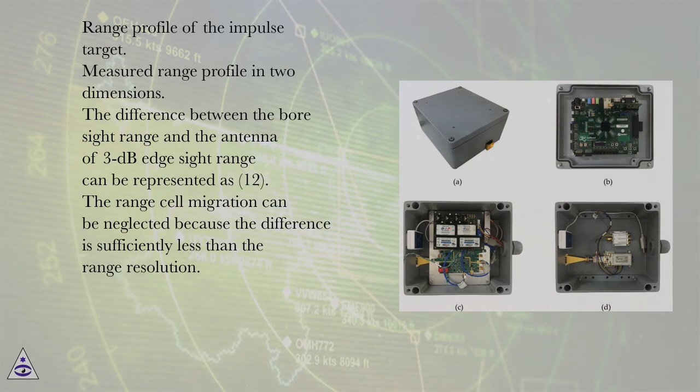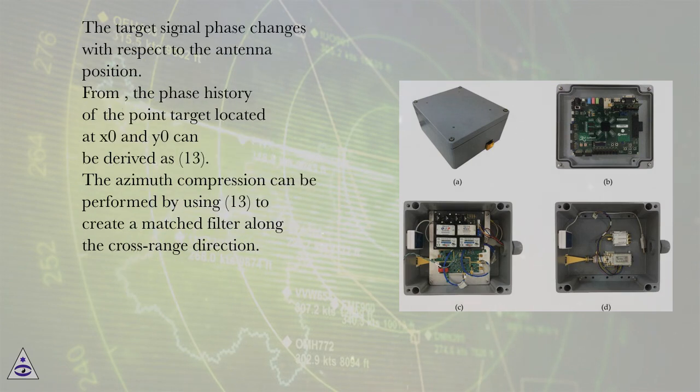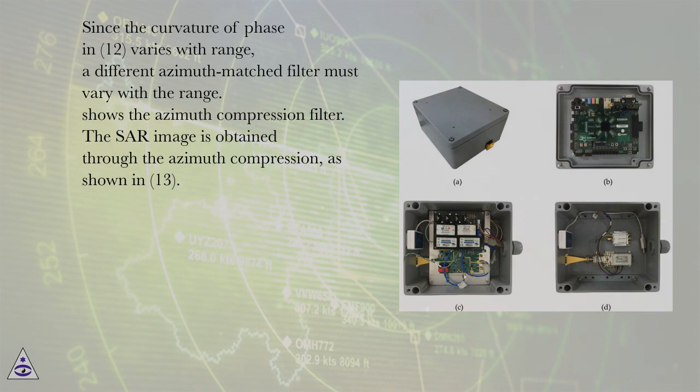The difference between the boresight range and the antenna 3 dB edge sight range can be represented as (12). The range cell migration can be neglected because the difference is sufficiently less than the range resolution. The target signal phase changes with respect to the antenna position. The phase history of the point target located at x0 and y0 can be derived as (13). The azimuth compression can be performed by using (13) to create a matched filter along the cross-range direction. Since the curvature of phase, (12), varies with range, the azimuth matched filter must vary with the range.